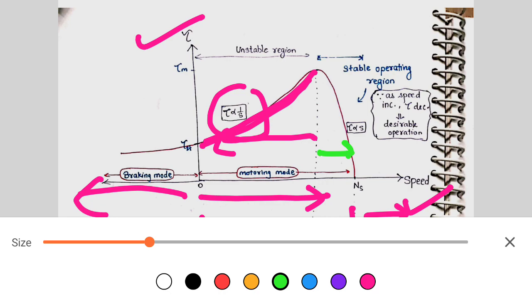We can also see that this side, which is marked in green, is the stable operating region, because on this side, as we increase the speed, the torque decreases. So this is the desirable condition for operation. So the green side is the stable operating region, and the pink side is the unstable operating region, because with increasing speed the torque also increases, which is not desirable.